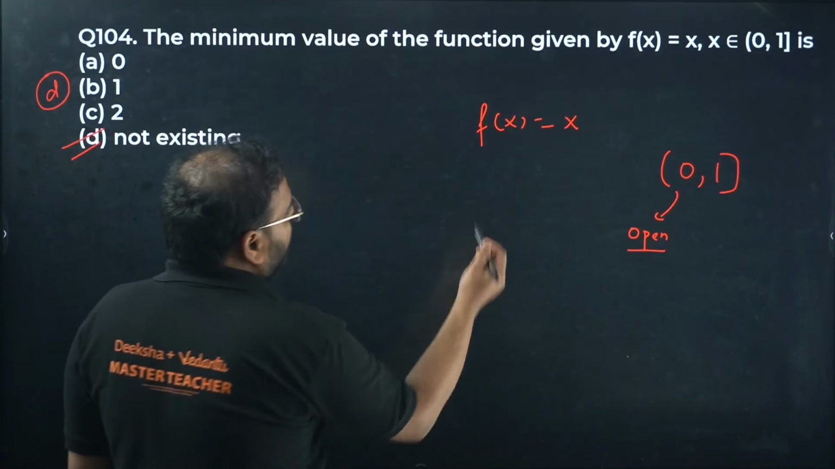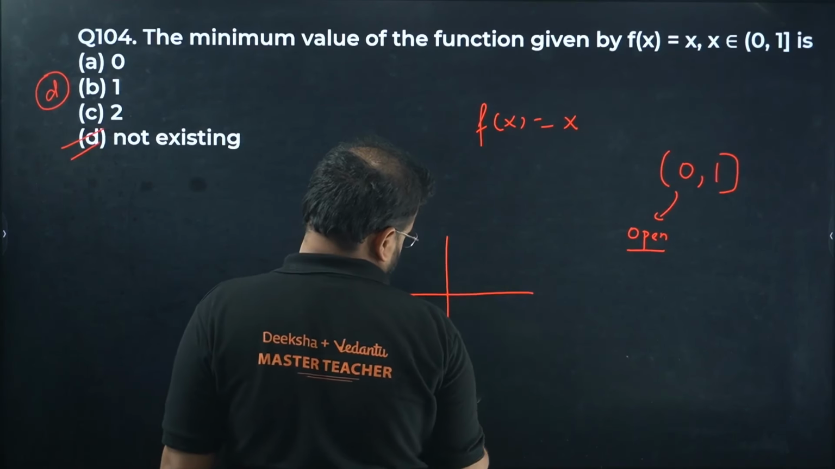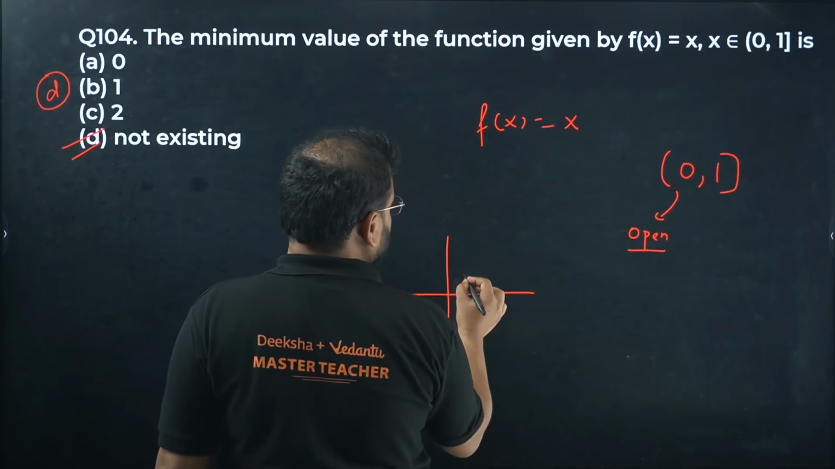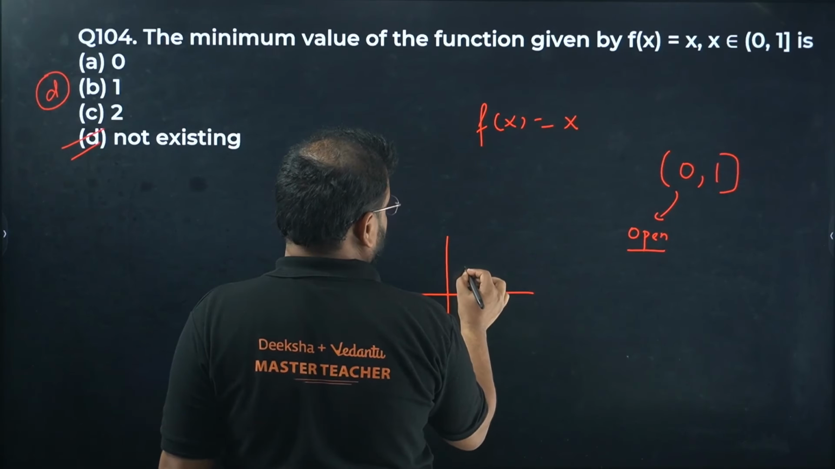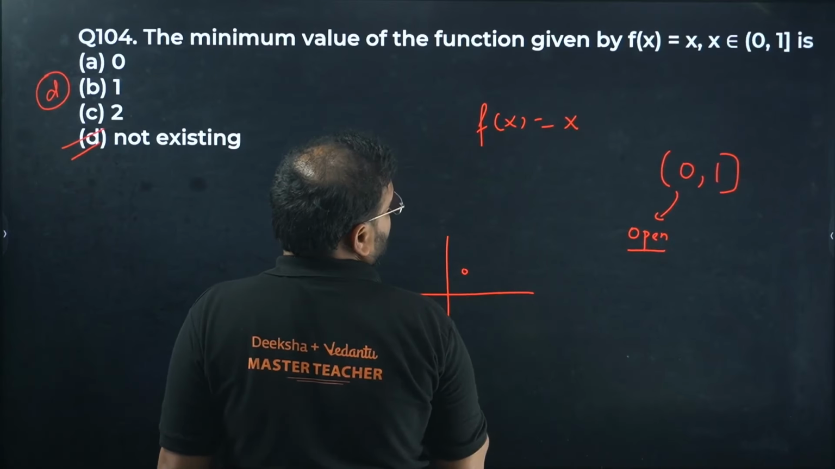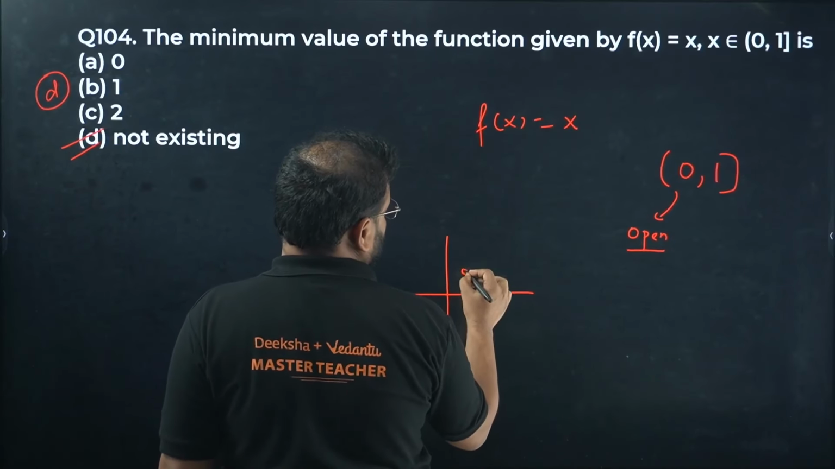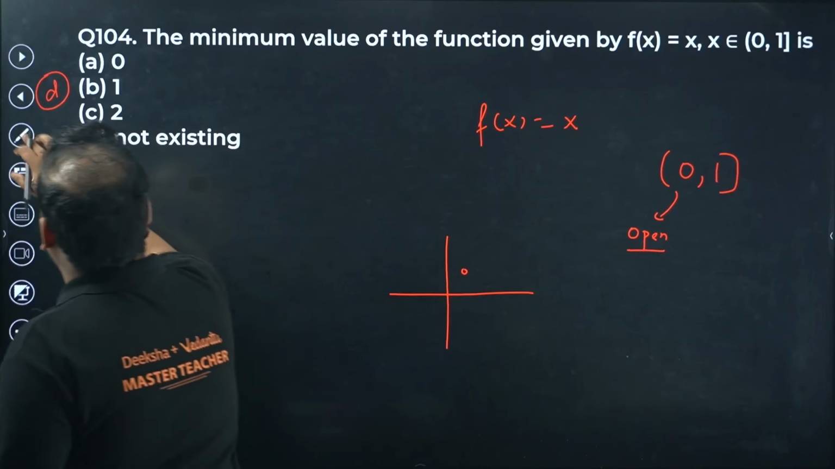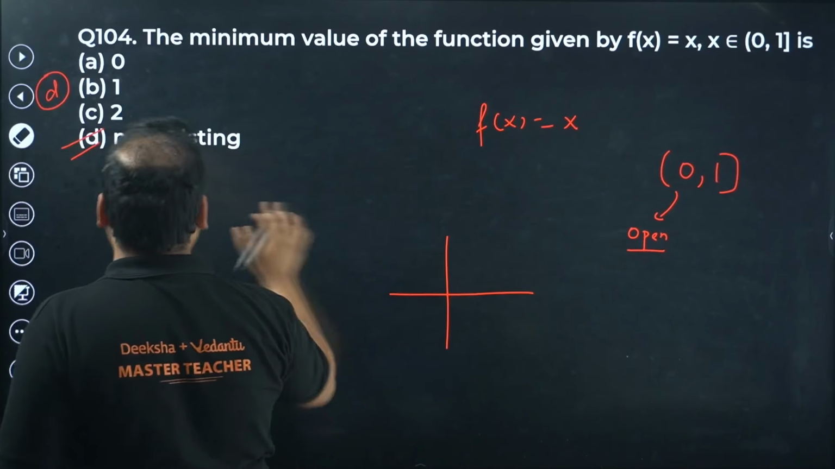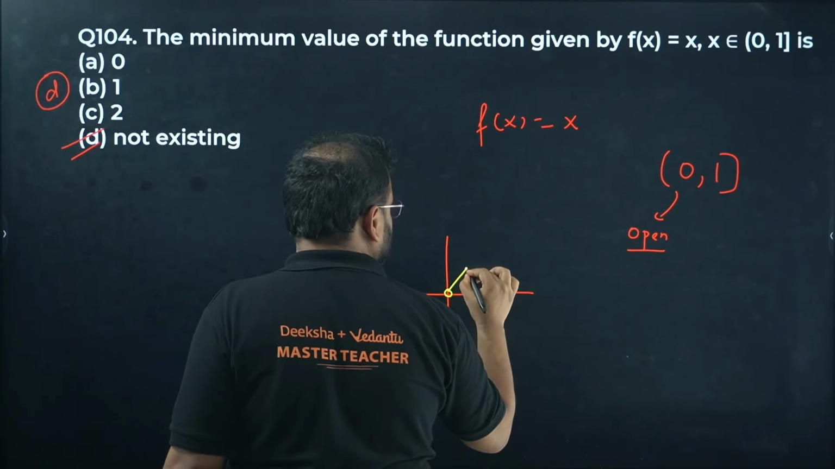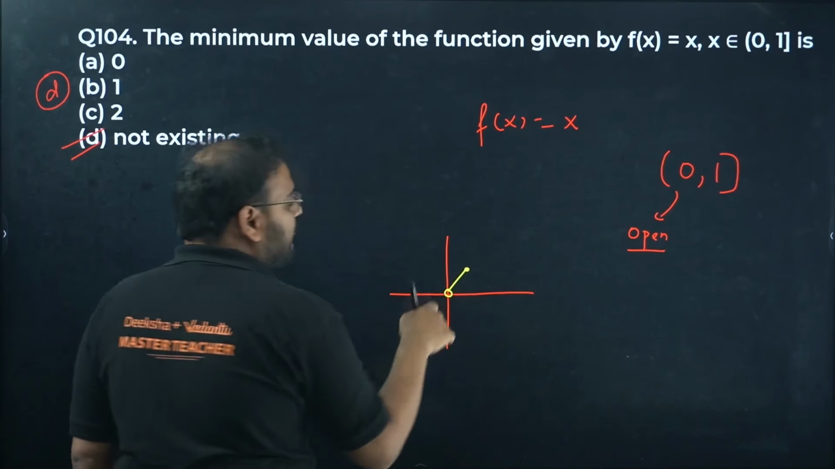Think about it, draw the function. At 1 it is open, x equals 1, right? And then it goes on till, okay, that's what the whole point is. Sorry, at 0 it is open. My bad. At 0 it is open, sorry. It goes like this for 1. The minimum value is not existing.